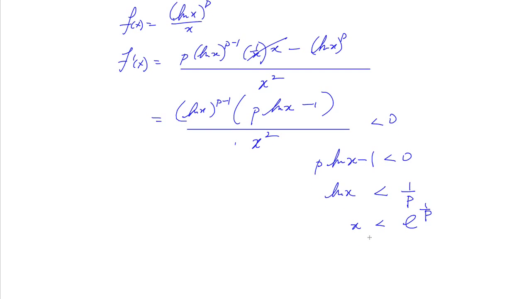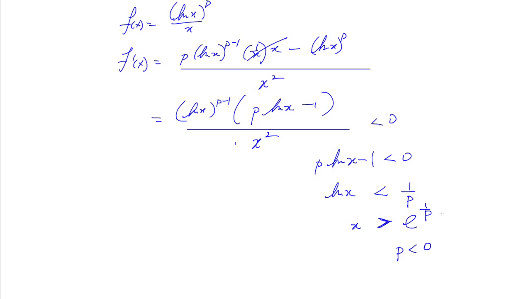But note that when I divided both sides by p, I assumed that p was positive. If p was negative, this would have actually flipped. So what we want here is that we want p to be negative. When I divide both sides by p, we get a negative value. That means x is greater than e to the power of 1 over p, so we get some negative value as an exponent, but this is still going to be a positive value. All positive values. This is good, right?